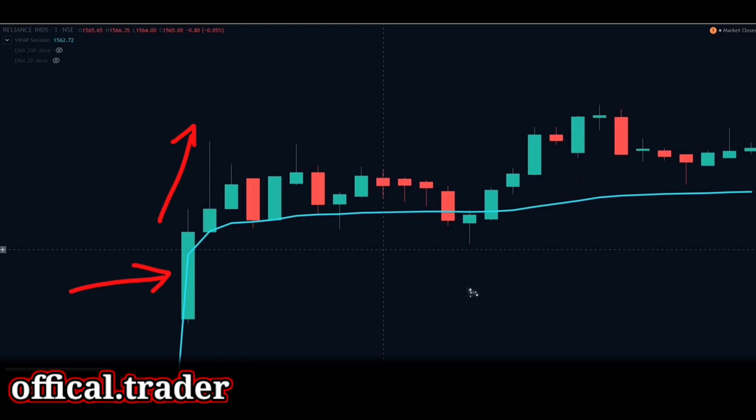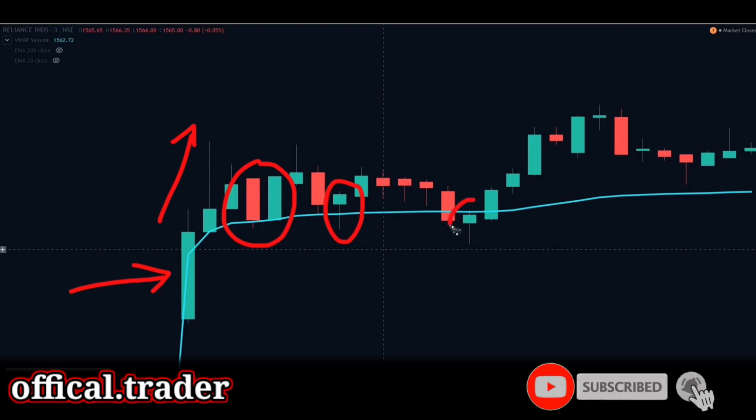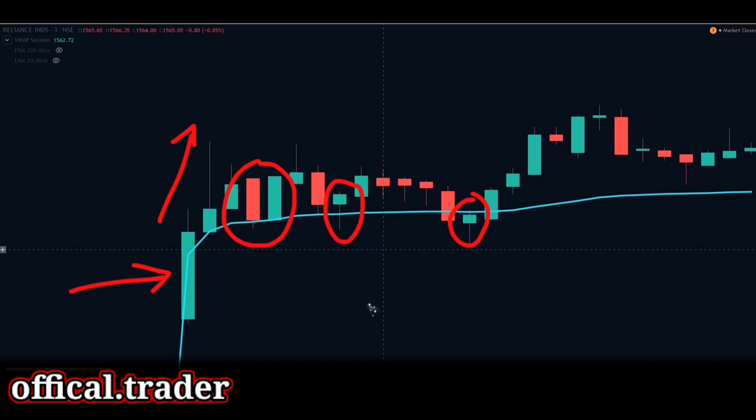Obviously, you shouldn't take trades every time price reaches the Vwap line. You should wait for the right entry signal before risking your money. In this case, we could have bought some shares at these buy signals that are near the Vwap line.